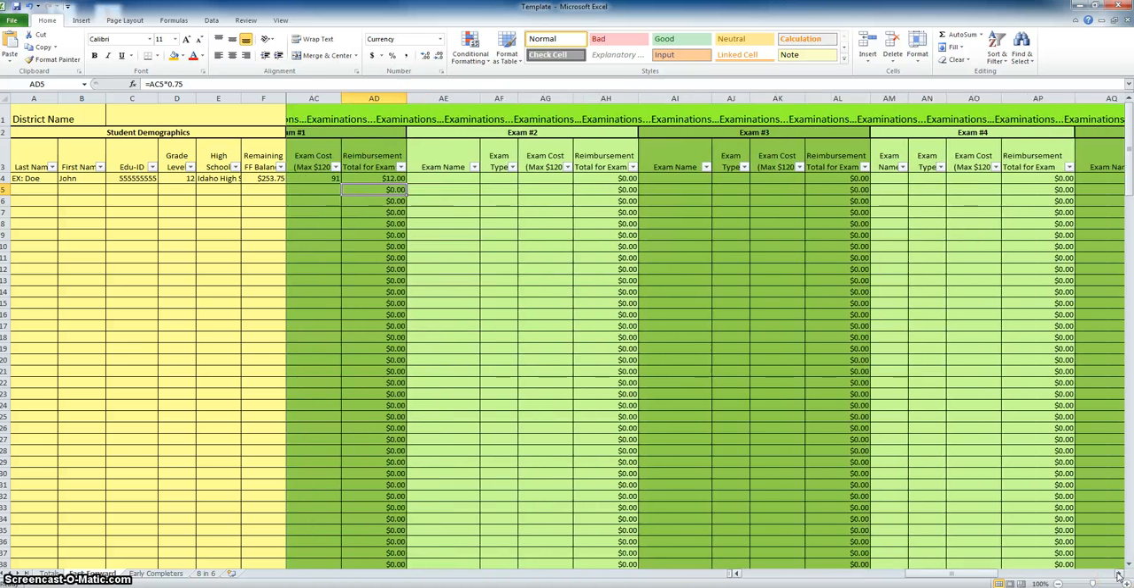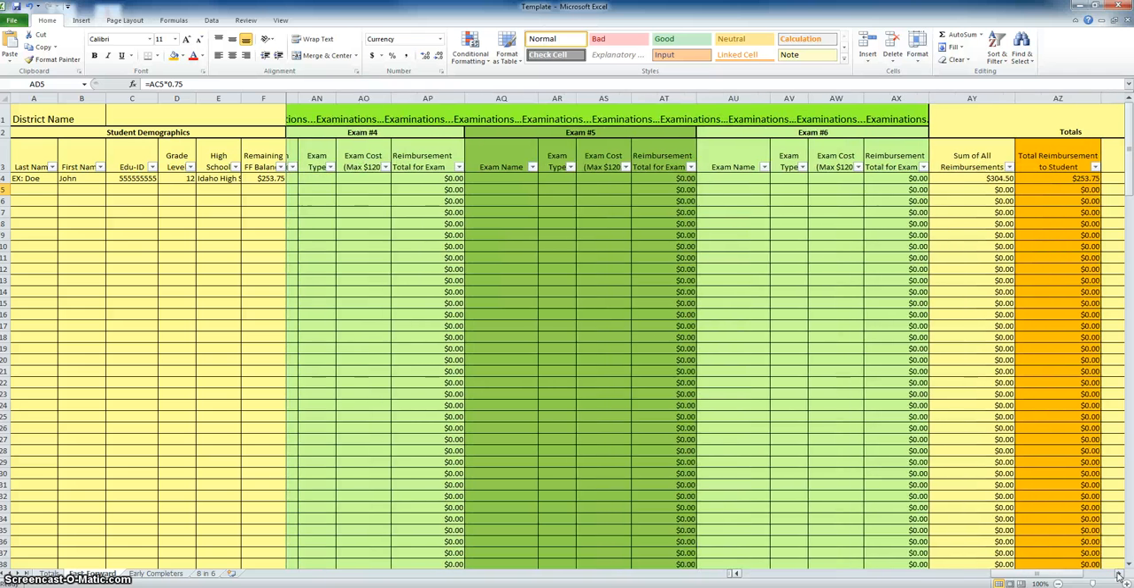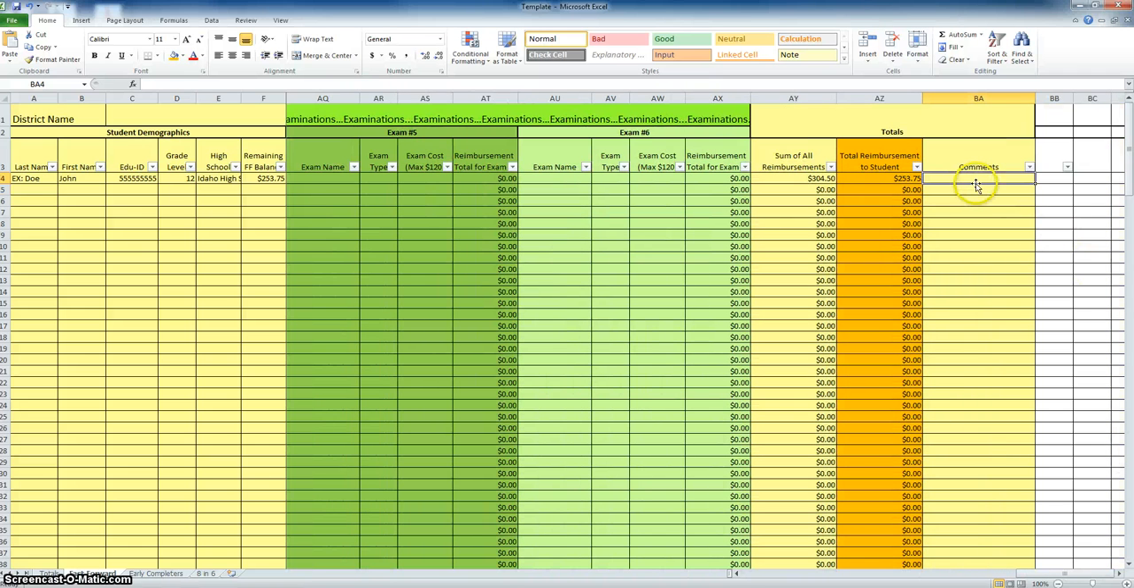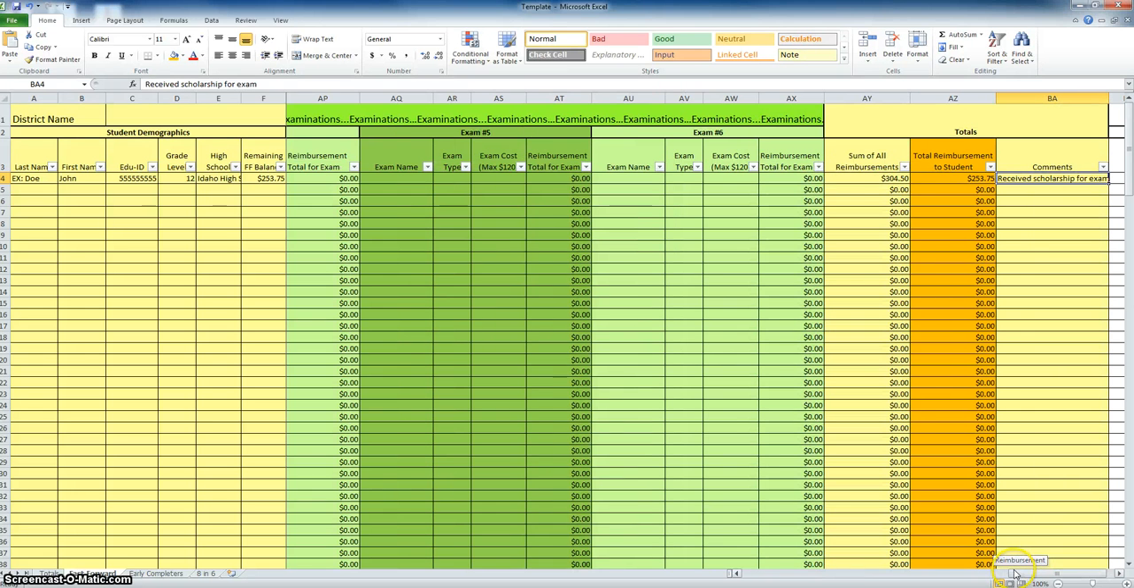Now, I'm also going to go over to the summary section and just leave a comment that says received scholarship for exam. And so that will indicate to us why that was changed.